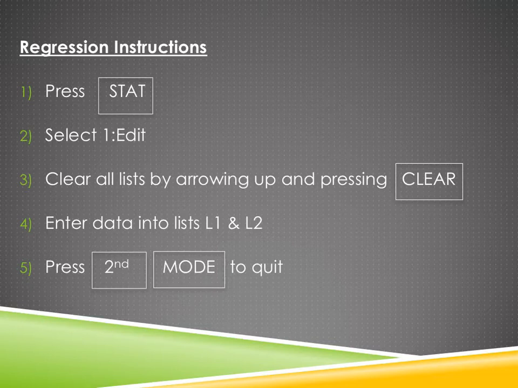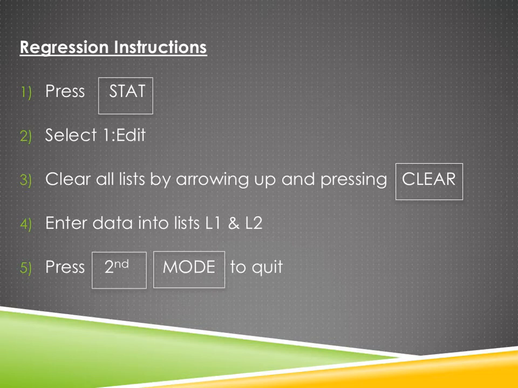So we're going to press the Stat button and select the first option that says Edit. When that happens, you should see a screen with headers that say L1, L2, and if you keep scrolling across, they usually go out to L6. You don't need them to L6, but I think that's how far they go, okay?